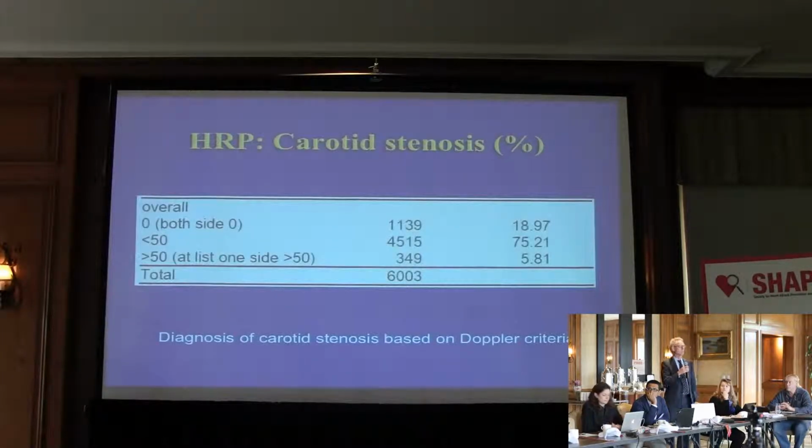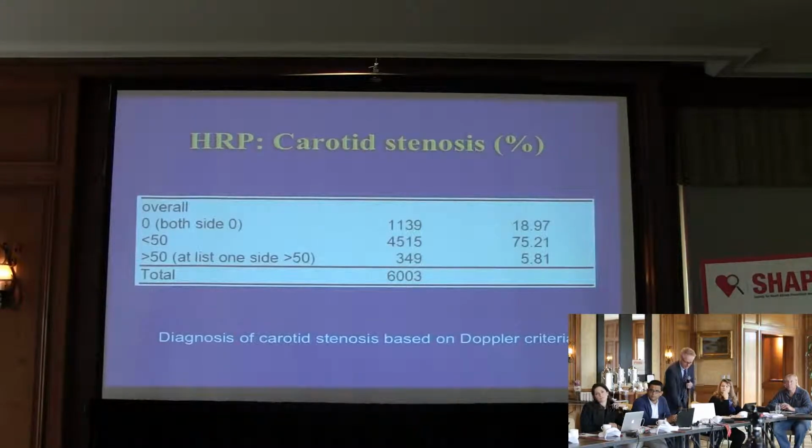And we also scanned them looking for carotid stenosis, so they all had Doppler of both carotids. And as you notice from this slide, we had 1,100 without any disease. Those were the 22%, of course, without plaque. Then we had 4,500 that had some kind of plaque, below 50%. And then we had 349 that had true carotid stenosis.